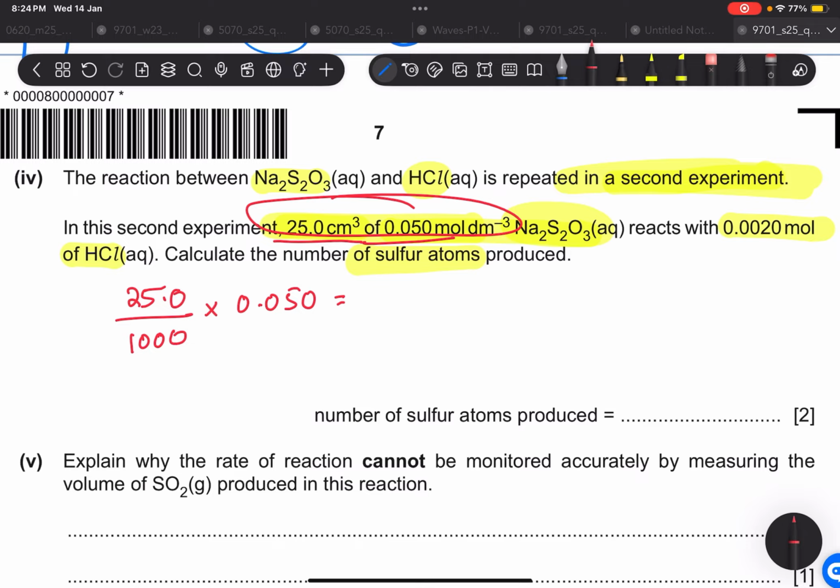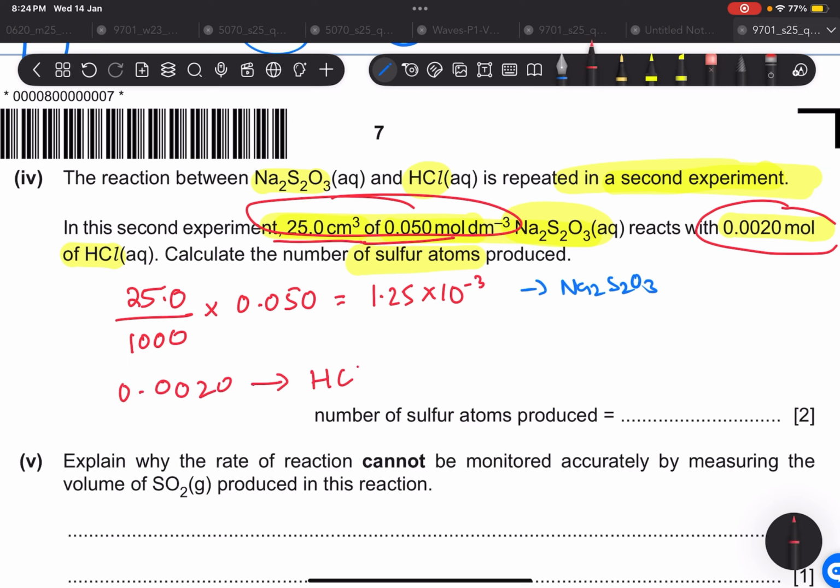25 divided by 1000 times 0.05, and that gives me 1.25 into 10 exponent negative 3. Now I need to find out कि HCl के कितने मोल्स हैं. ये आ गए मेरे Na2S2O3 के मोल्स. Now talking about the HCl moles, they are 0.0020 मोल्स के इसके हैं HCl के.